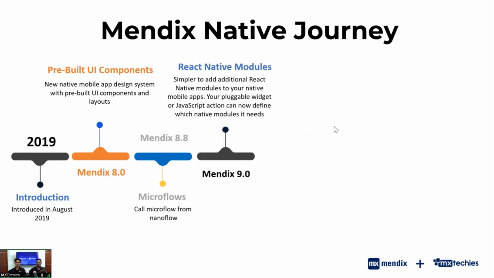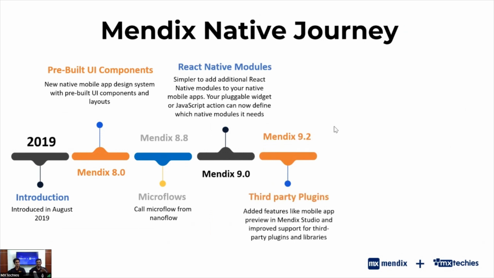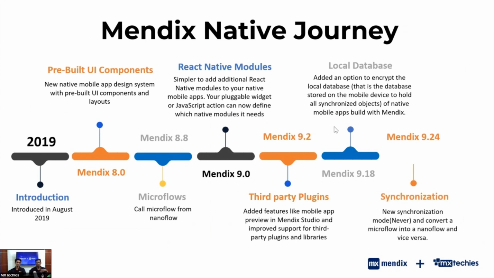Mendix 9.0. It is easier to add additional React Native modules to your native application. Your pluggable widgets or JS actions can now define which native module they need. This makes it easier to create and use more powerful pluggable widgets and JS actions for native mobile apps. Mendix 9.2 added features like mobile app preview in Mendix Studio and support for third-party plugins and libraries.